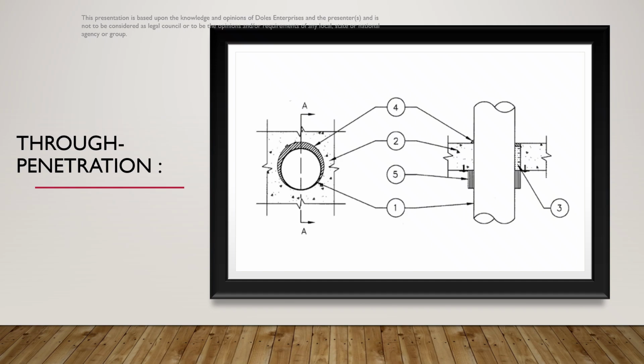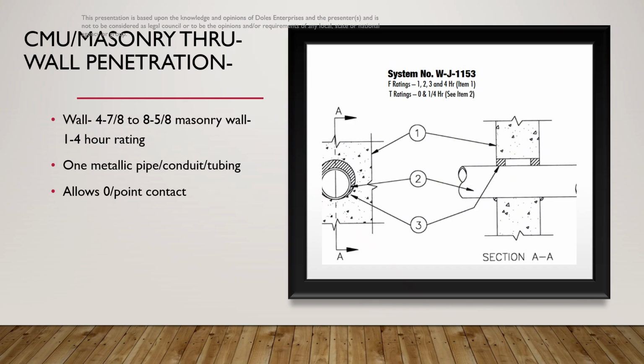Our first series of examples will be for through penetrations. For our first example, we're going to be using system WJ1153. This is for a rated wall with an F rating equal to the hourly rating of the wall assembly in which it is installed, be it 1, 2, 3, or 4 hour.